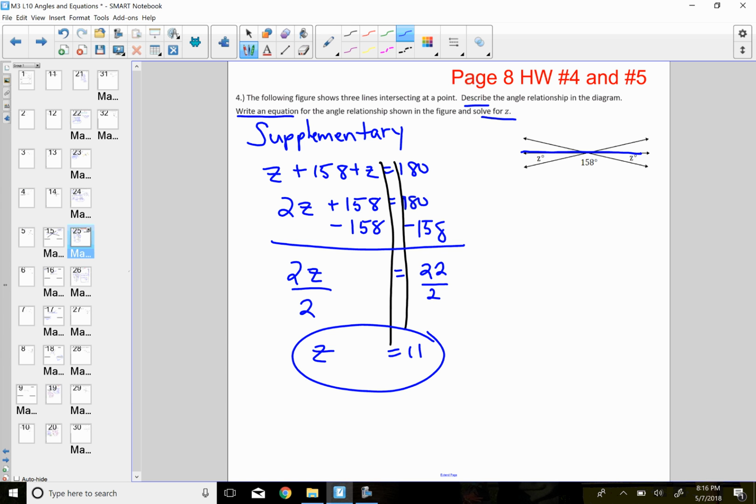So we're going to keep going through our angles packet with the video lessons today. For homework yesterday, once you finished the video, you were to work on question number 4 and number 5 on page 8. So I have my answers here that we can quickly go over and jump back into identifying types of angles.